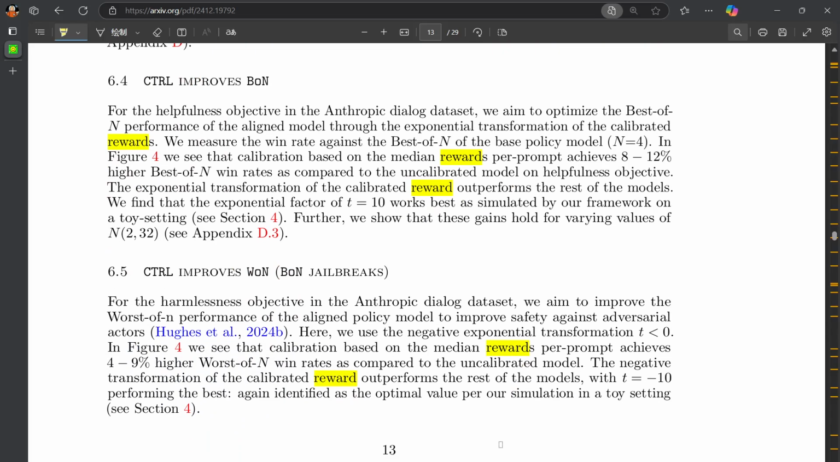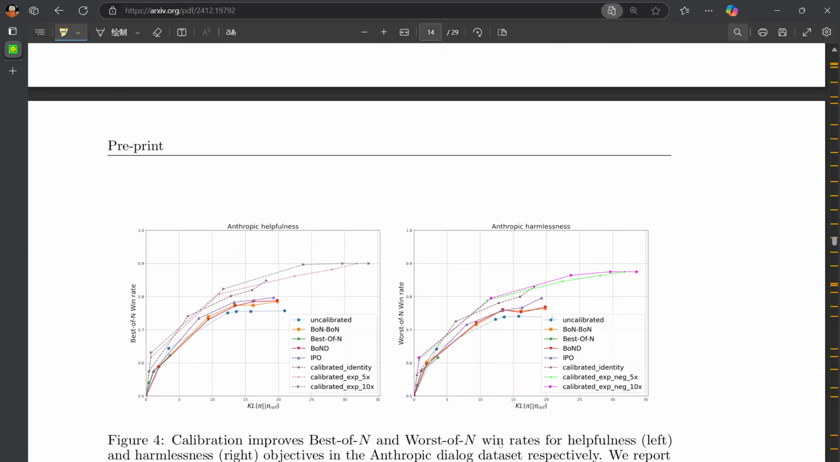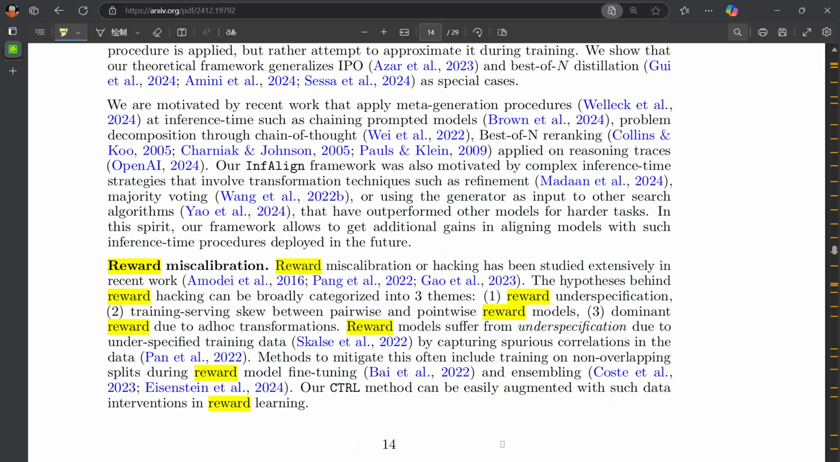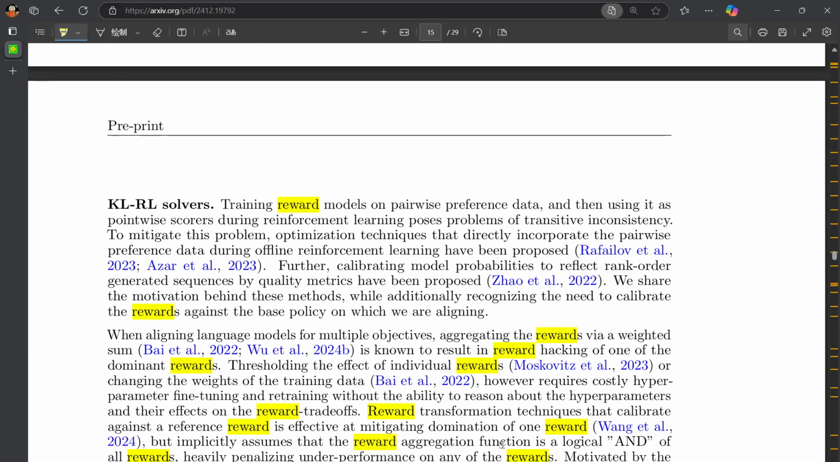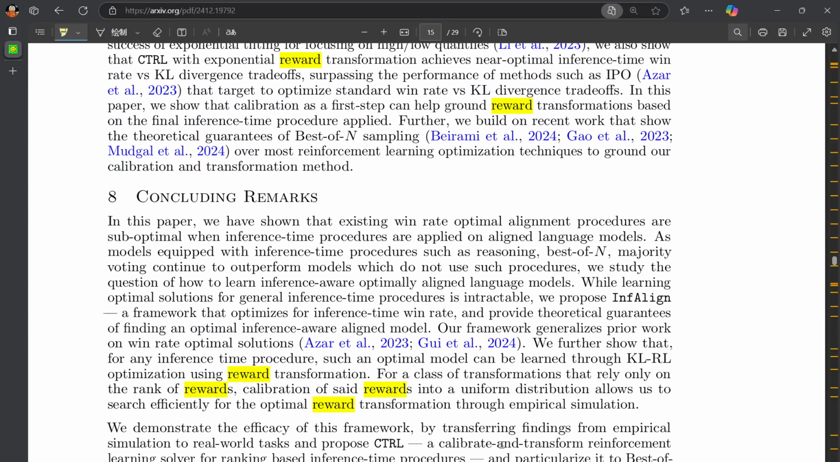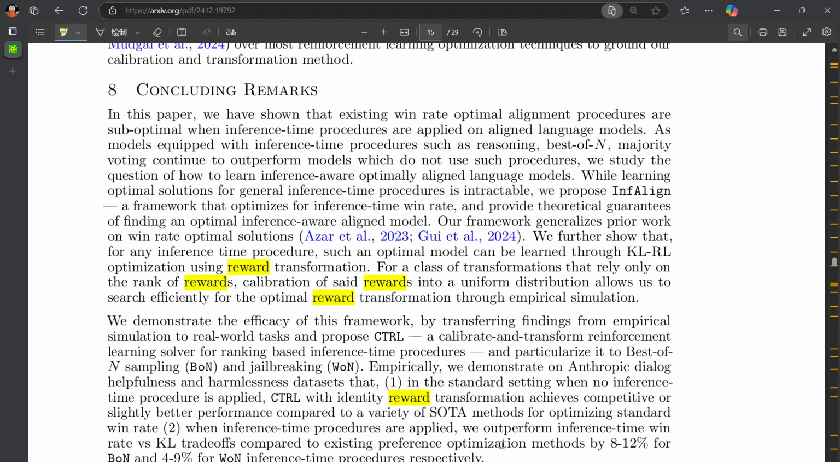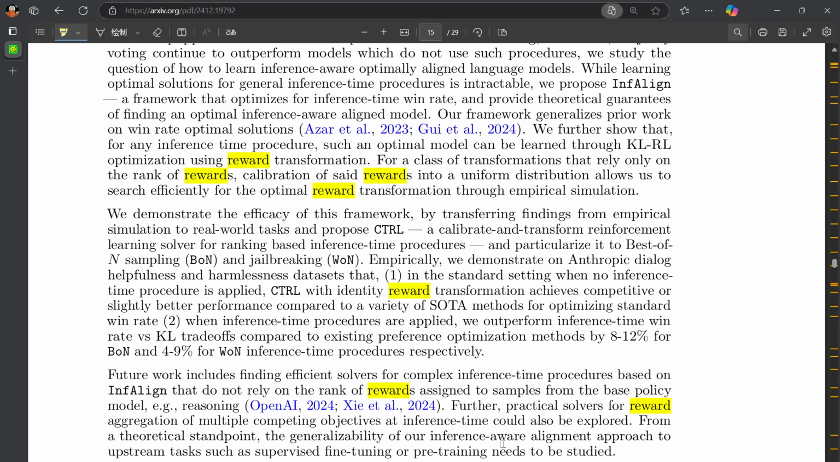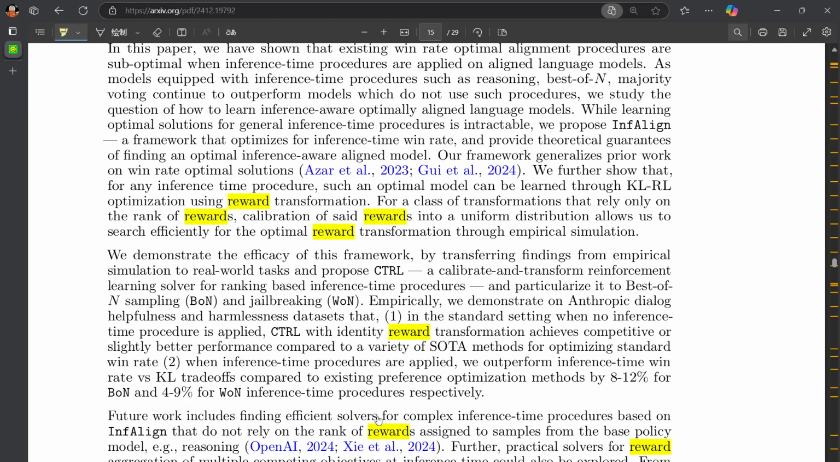Another open question is how to handle situations where you have multiple different reward signals that you're trying to optimize at the same time. Right. Like, what if you want the model to be both helpful and safe, or both creative and factually accurate? How do you balance all those different goals? Exactly. How do you calibrate and transform those multiple reward signals to get the best possible balance? That's a tough problem that researchers are still working on. So InfAlign is a powerful new tool, but it's not a magic bullet.